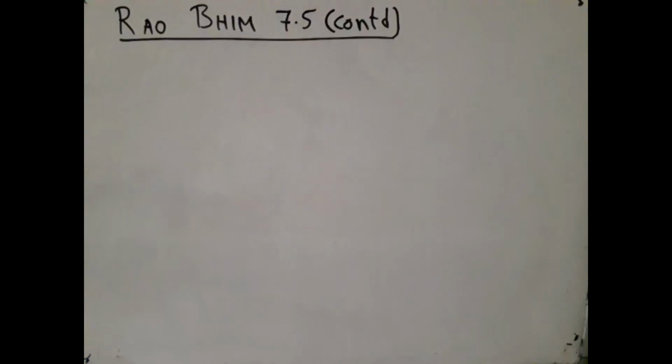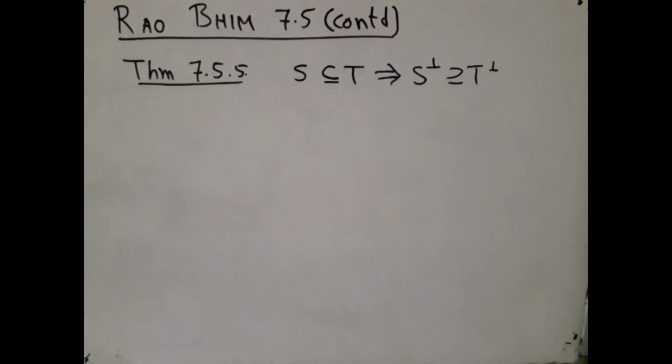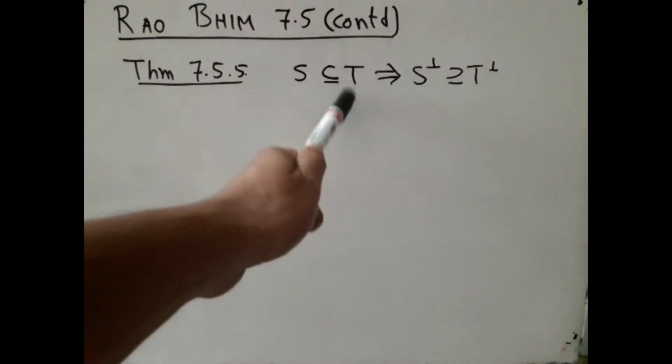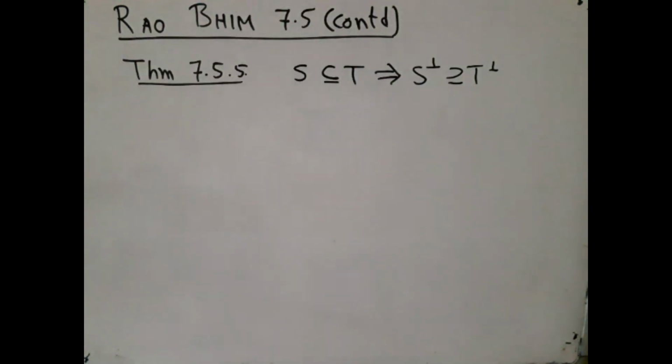Section 7.5 continued. Theorem 7.5.5. In this theorem, we can actually work with any subsets S and T of an inner product space.